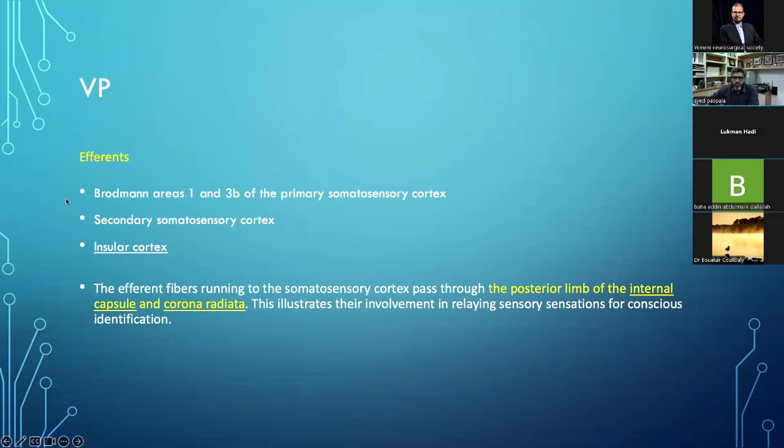And it sends efferents, as I told you, to Brodmann areas 1 and 3B of the primary somatosensory cortex, and also to the secondary somatosensory cortex and to the insular cortex also. Usually these fibers will be passing through the posterior limb of the internal capsule and the corona radiata.